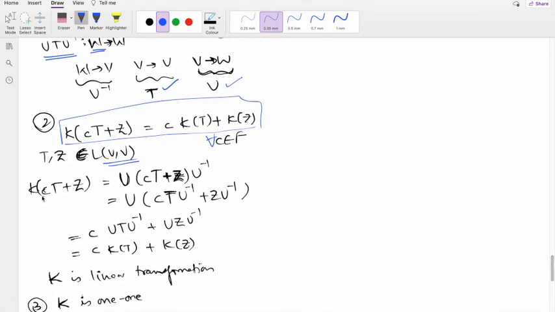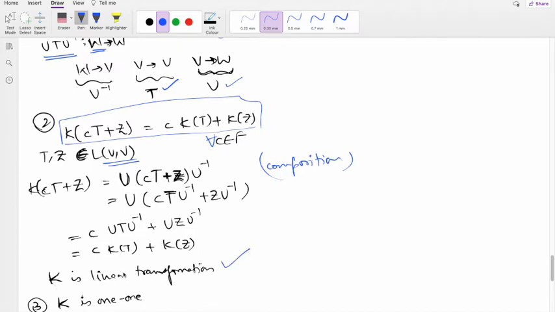So this basically becomes your U times CT plus Z U inverse. Now this can be expanded in this format because of the fact that it is a composition of two linear operators, right? Which can then be again, we can take this U also inside this particular transformation, which we then get as C times K of T plus K of Z. So therefore, we prove that K is a linear transformation.